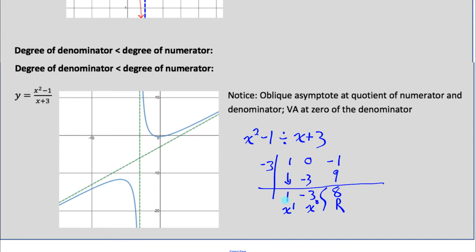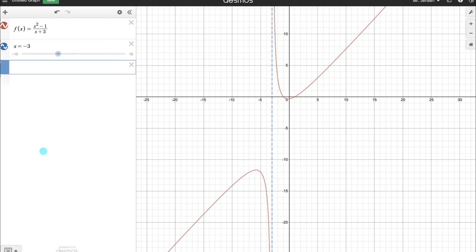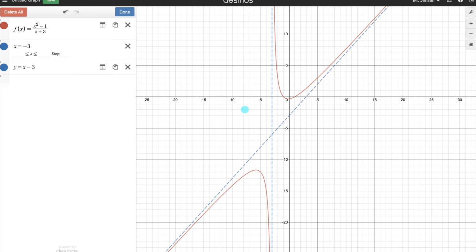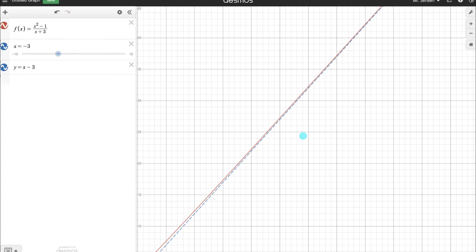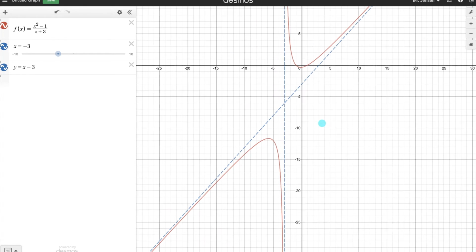And the quotient, 1x minus 3, should tell us where that is. Let me graph the function y equals x minus 3. Notice, the function never touches that line either. No matter how far I go, the function will just keep getting closer and closer and closer to that dotted line and will never touch it.